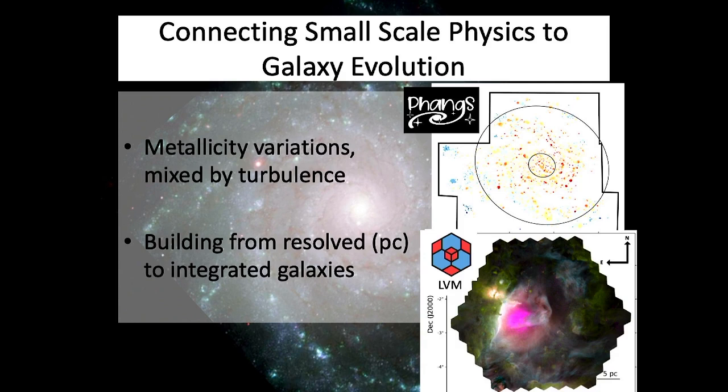So I have shown you the metallicity variations we're starting to map across galaxies and how we can see how this is mixed by turbulence. And I've also shown you how we're building from these resolved, even parsec scale maps to integrated galaxies. Thank you.